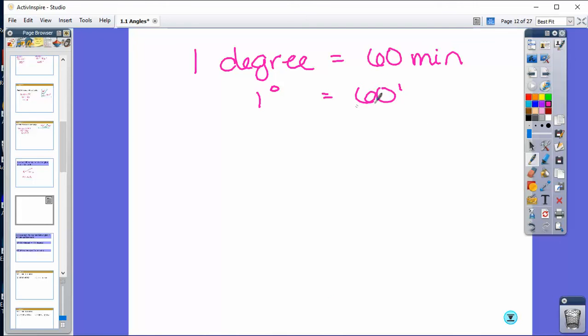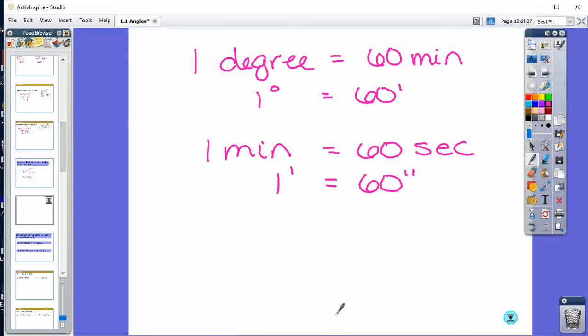So 1 degree is equal to 60 minutes. We know 1 minute is 60 seconds. And that's still true here. 1 minute, 60 seconds. So we write 1, a minute is a tick mark, seconds is 2 tick marks. So if I want to be more precise, I can give you a measurement using degrees, minutes, and seconds.